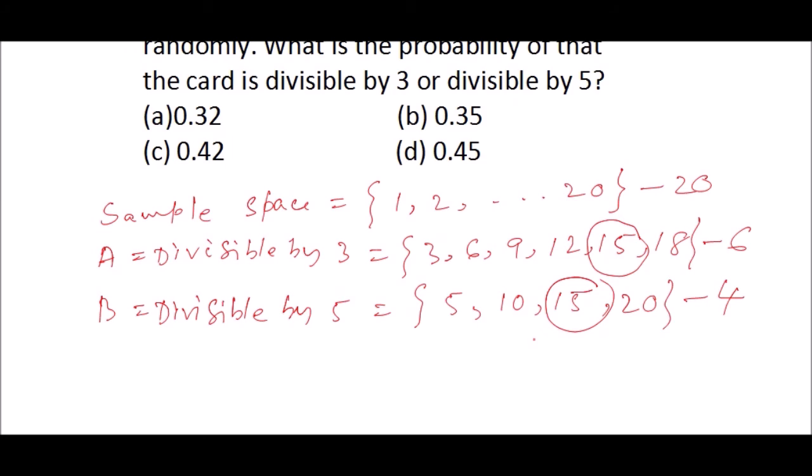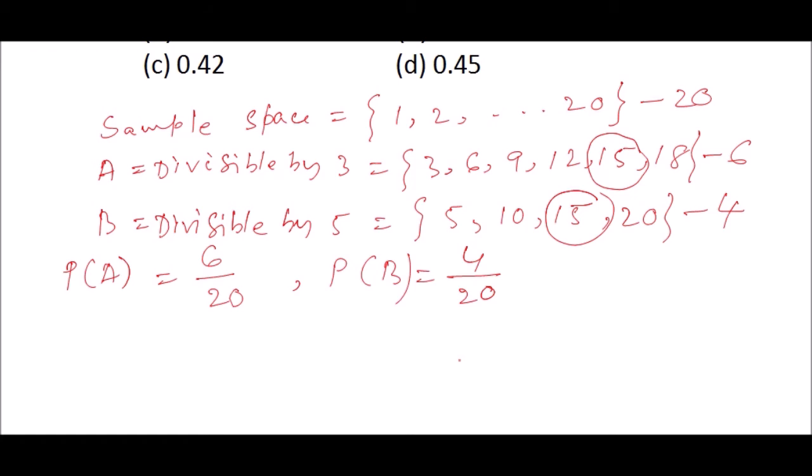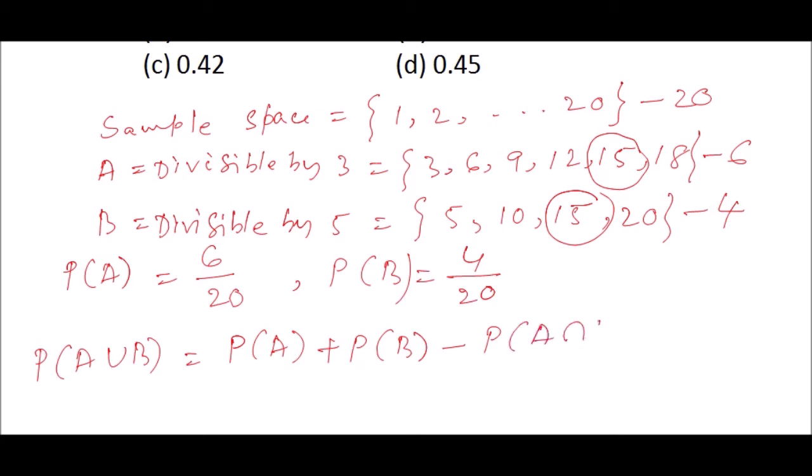Now, what is the probability of A? A is 6 by 20. And what is the probability of B? B is 4 by 20. Now, at least one of them happening is the probability we are going to find out. That is P(A union B). That is equal to P(A) plus P(B) minus P of A intersection B.